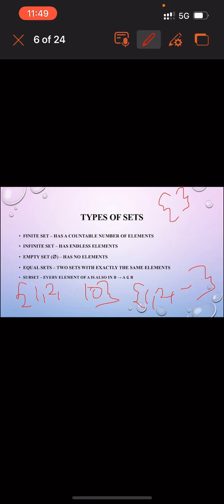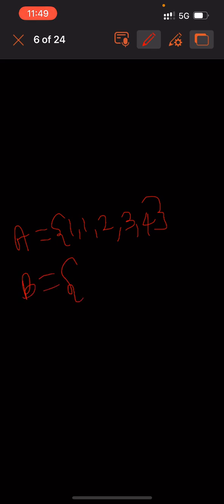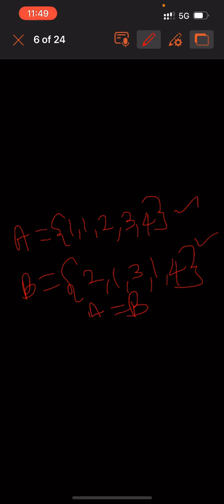Equal sets: if two sets have exactly the same elements. Suppose the set A has 1, 1, 2, 3, 4. B has the elements 2, 1, 3, 1, 4. Here these two sets have the same elements. So these two sets are called equal sets.